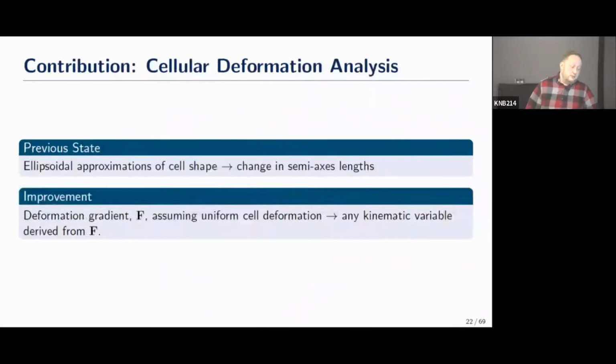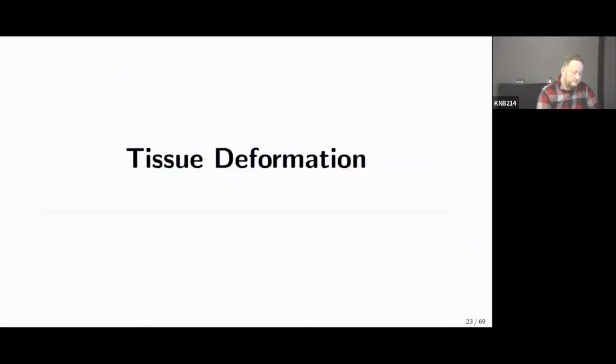So extending the previous state of the art, we go from ellipsoidal approximation of cell shape, where we can get an approximation for normal strains of the cell, to getting a full deformation, assuming uniform deformation across the cell, which is still a limitation, but it's a little bit further description of the deformation of the cell.